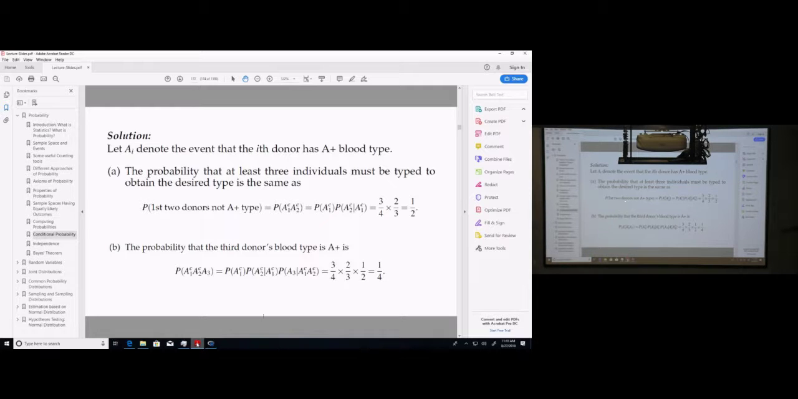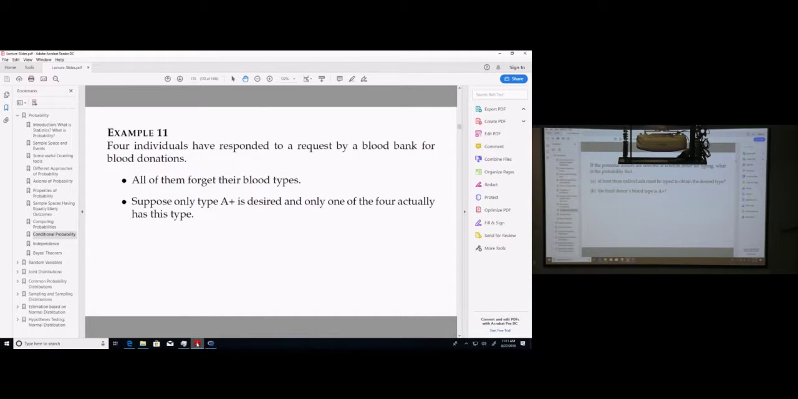So this is how this probability is rephrased in this way. The first 2 donors are not of A+ type. So this is the probability of A1 complement and then A2 complement. Now why is it 2/3 here? It is because of the question. It's a little bit not very realistic. This is under the assumption that only one and only one of the 4 actually has this type.